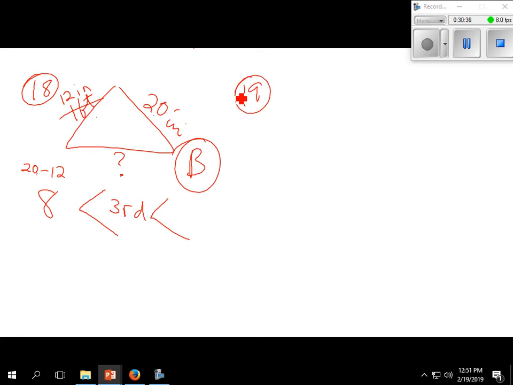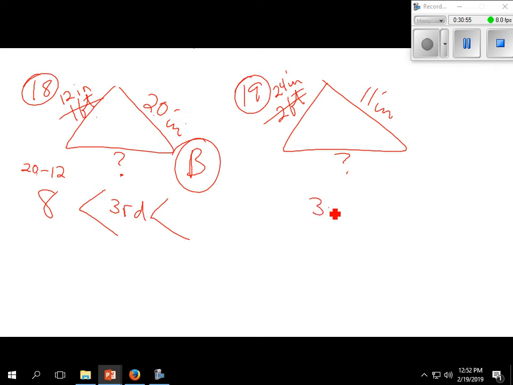Number 19, sort of the same setup. They give you a triangle. Tell you this side's 2 feet. This side's 11 inches. Same idea here. We can't use the 2 feet. So 2 times 12 is 24. We just change it over to inches. We're looking for that third side.